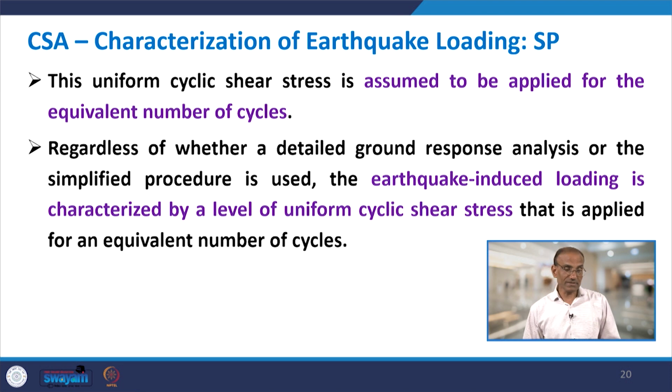Now, continuing with the simplified procedure. The uniform cyclic shear stress is assumed to be applied for an equivalent number of cycles, which depends on the earthquake magnitude, which we already discussed. To characterize the earthquake loading, you have two procedures: one is ground response analysis, another is the simplified procedure. Irrespective of the procedure you use, the earthquake-induced loading is characterized by a level of uniform cyclic shear stress applied for an equivalent number of cycles, and this depends on your earthquake magnitude. If the magnitude is higher, the equivalent number of cycles will be high; if it is low, it will be low.